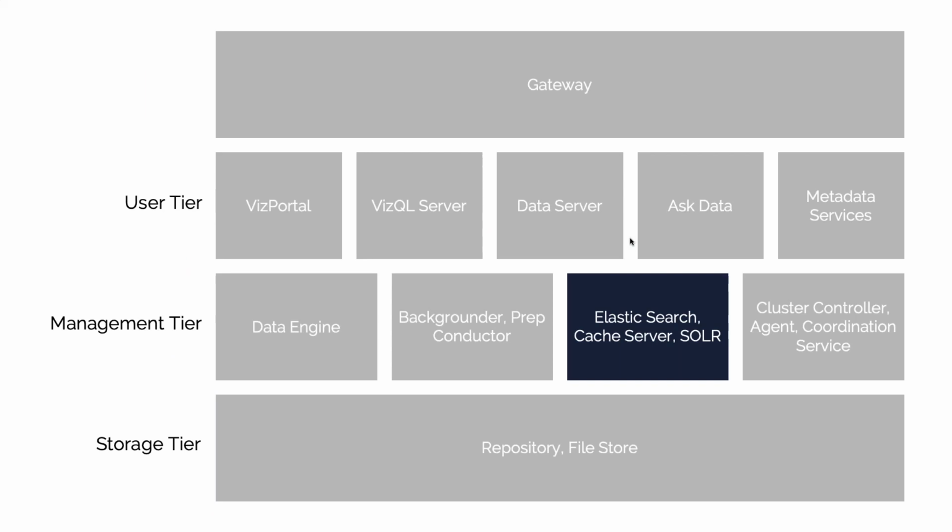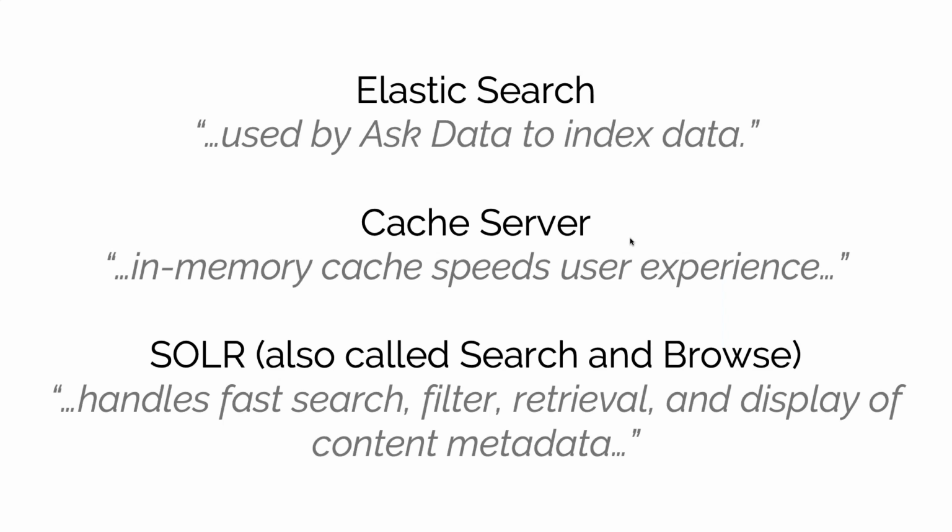The next family of processes that we're going to discuss are the Elasticsearch, the cache server, and what we call the search and browse. Search and browse is sometimes referred to as SOLR, because that's the Apache product on which it's based. So you probably don't need to know too much about these functionalities because they're very much in the weeds of Tableau Server, and you won't tend to interact with them too much.